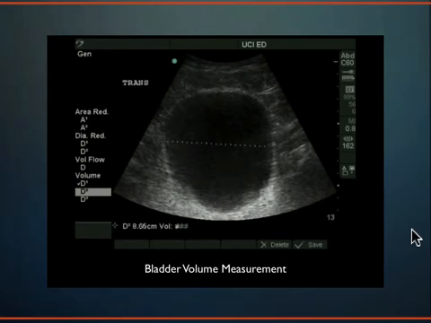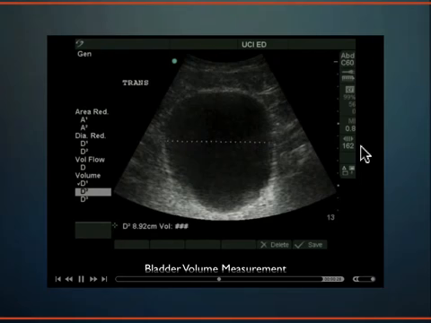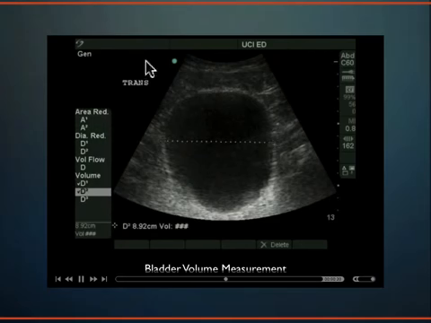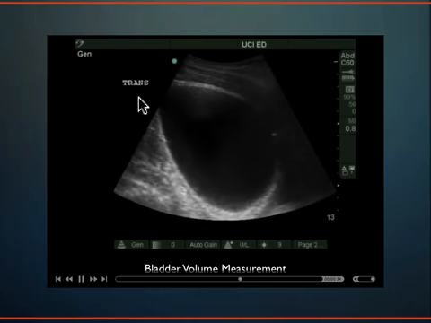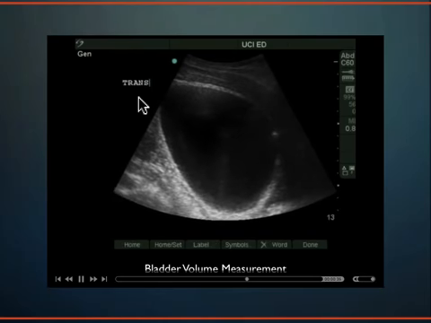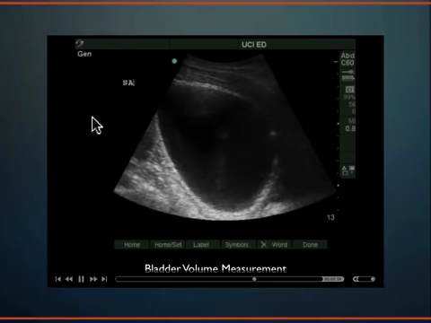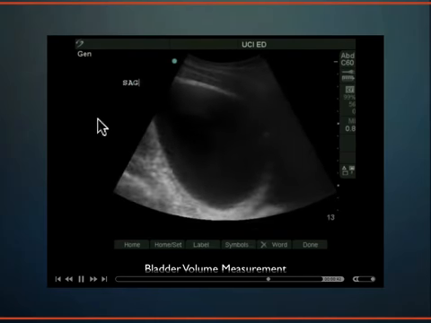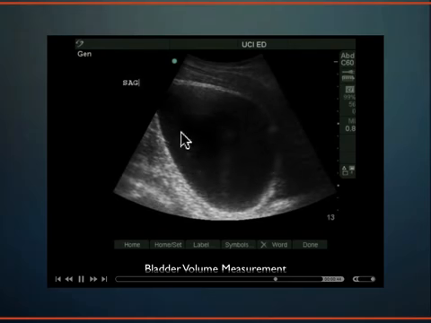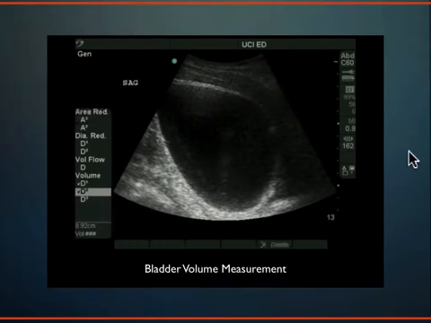So they measure the height. Now they're measuring the width in the transverse plane. And then they're going to unfreeze the machine, and they're going to go to a sagittal plane. You'll see here now, they rotate the probe 90 degrees, so they're in a sagittal plane, and they delete the word trans, and they write the word sag, and then they're going to get a nice long sagittal plane of this. They're going to freeze it, and they're going to drop their caliper across the screen, and that'll be the height times the width times the length.